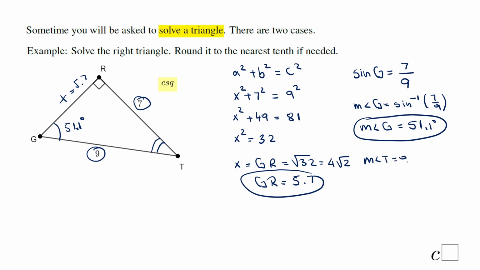and I end up with the measure of angle T is 90 minus the measure of angle G. So like I said, I already have it in the calculator, and that gave me 38.94. So I'm going to round it to the nearest tenth, and that is the measure of angle T. And now we know everything we need about this triangle. We solved this triangle. We knew only two sides, but we are able to find the third side and the two angles. So this is case 1.